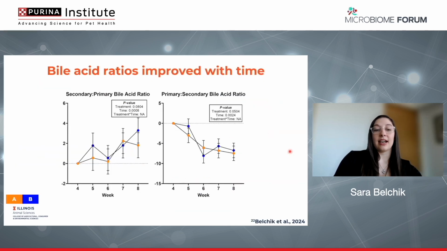But most importantly, as I mentioned before, there was this inverse relationship, or this flip, with an increase in primary bile acids after antibiotics. We did see an improvement in that conversion rate once more, with higher proportions of secondary bile acids being produced compared to our primary bile acids.